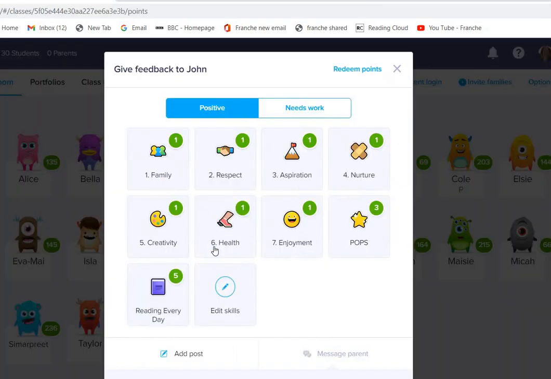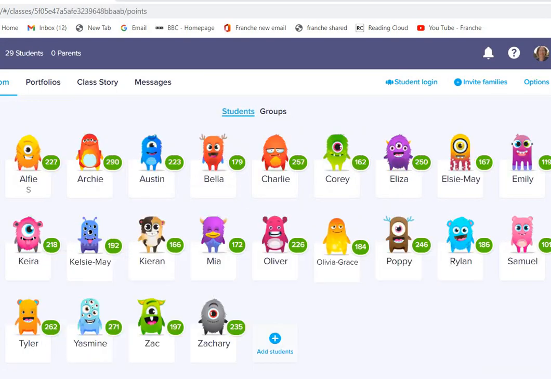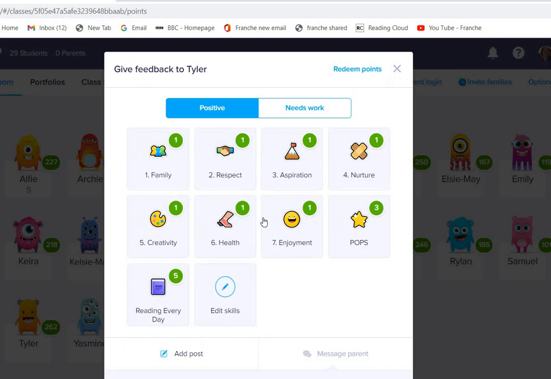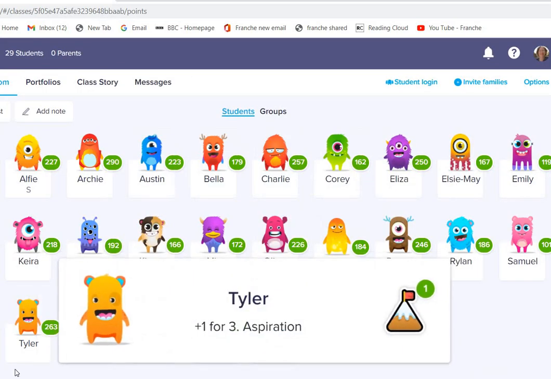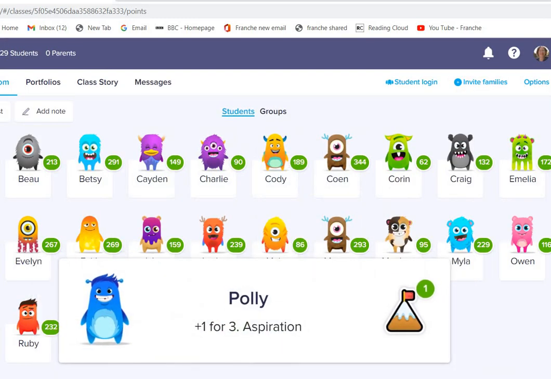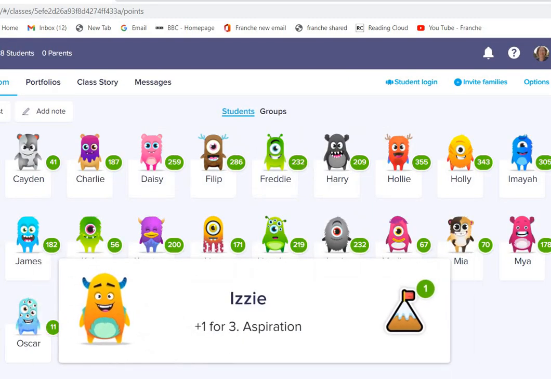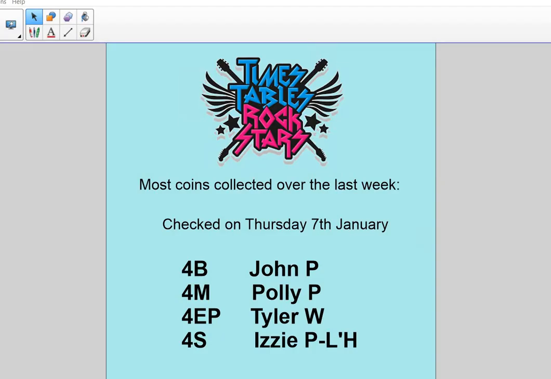John P, here is your dojo point. Tyler, here is your dojo point. Well done. Polly, here is your dojo point. And Izzy, here is yours. Well done, guys. Keep up the good work.